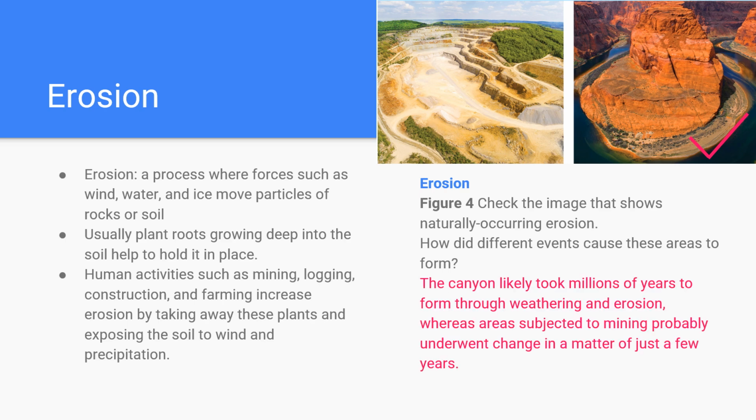So the canyon likely took millions of years to form through weathering and erosion, whereas areas subjected to mining probably underwent change in a matter of just a few years. So the image on the left is strip mining, the image on the right is part of a canyon.